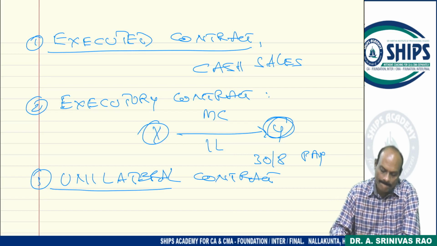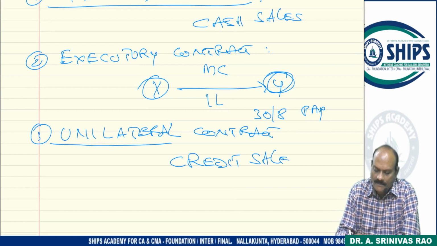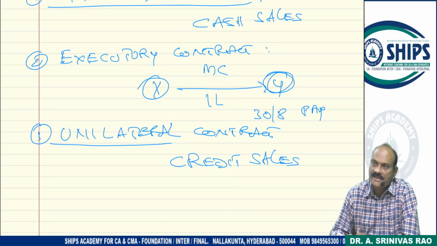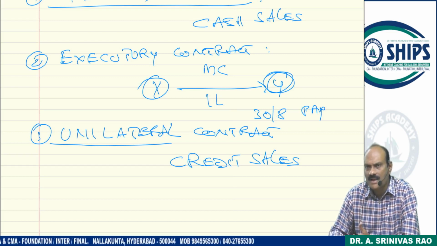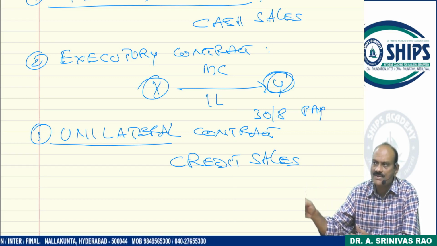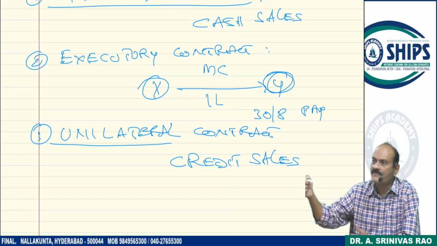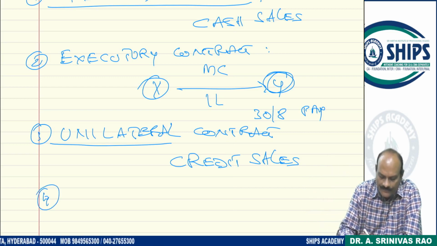Example. Can I say credit sales is an example? Goods are delivered, payment is outstanding, or vice versa, payment is made, delivery of the goods outstanding. Any case you can refer. One party already performed his obligation, other person is yet to perform, still to perform. Clear? Next, last one here.